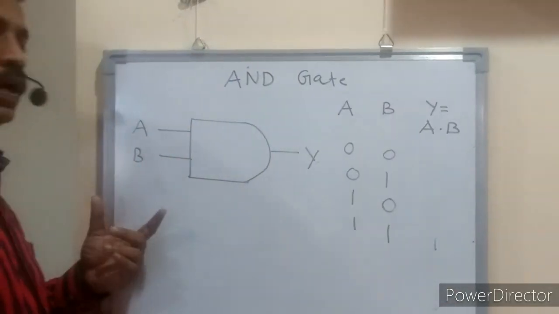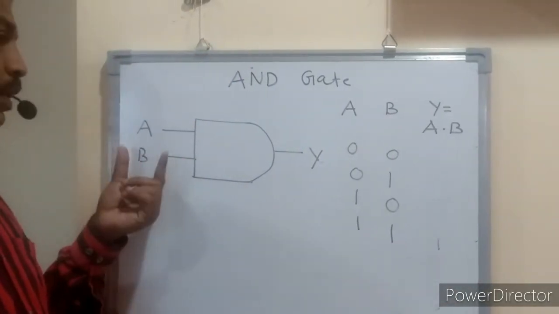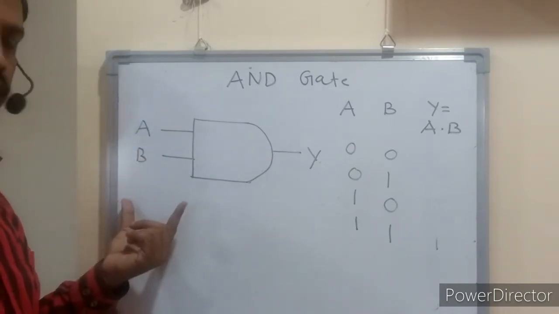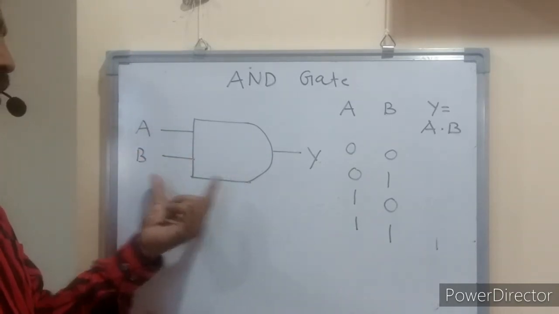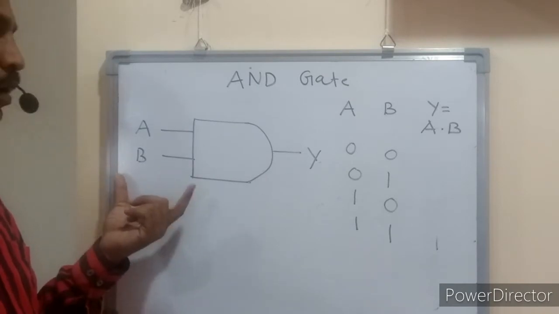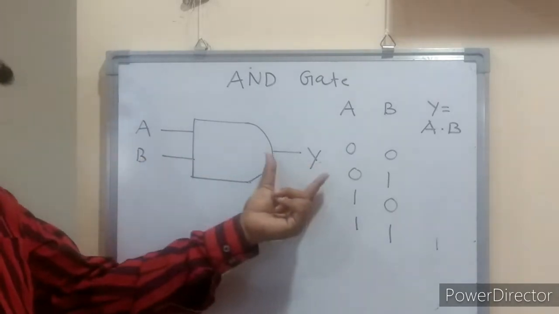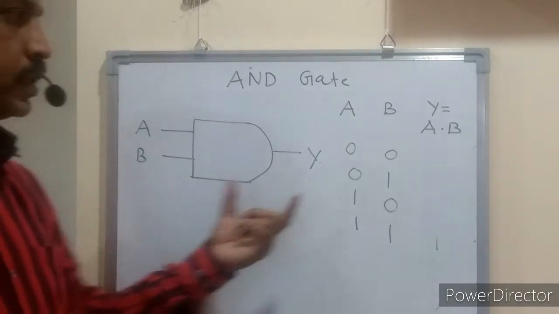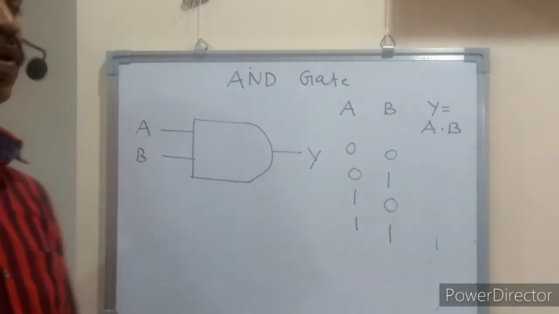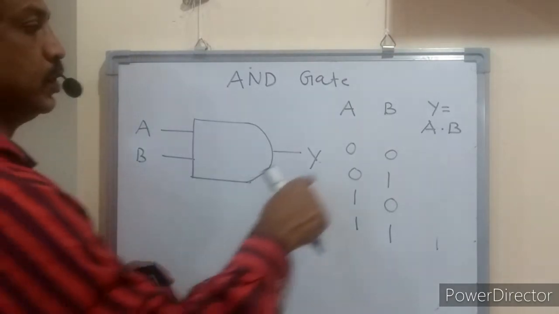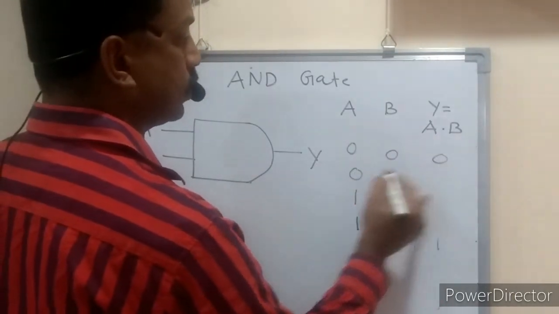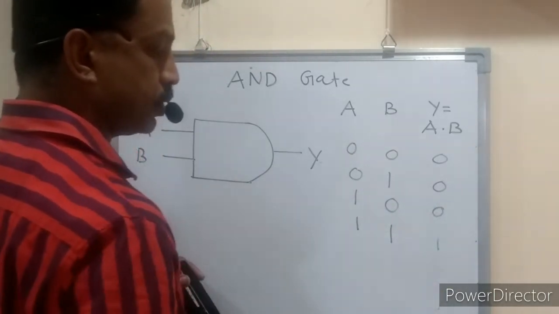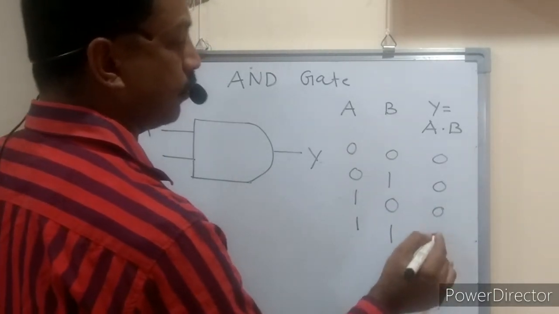Now if there are more than two inputs, then A, B, C are the three inputs, A, B, C, D are four inputs. So the two input AND gate has two inputs and one output. We can say that the AND gate is simple multiplication, that is A dot B. So 0 into 0 is 0, 0 into 1 is 0, 1 into 0 is 0, 1 into 1 is 1.